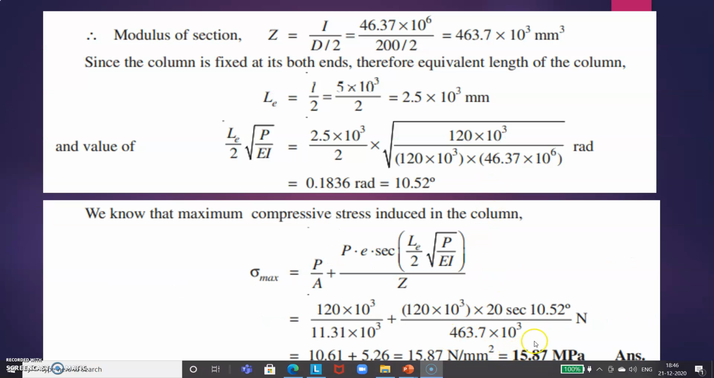So you get the maximum compressive stress. In this way, you can calculate the maximum stress induced in the column when it is subjected to eccentric loading. I hope all of you understood.